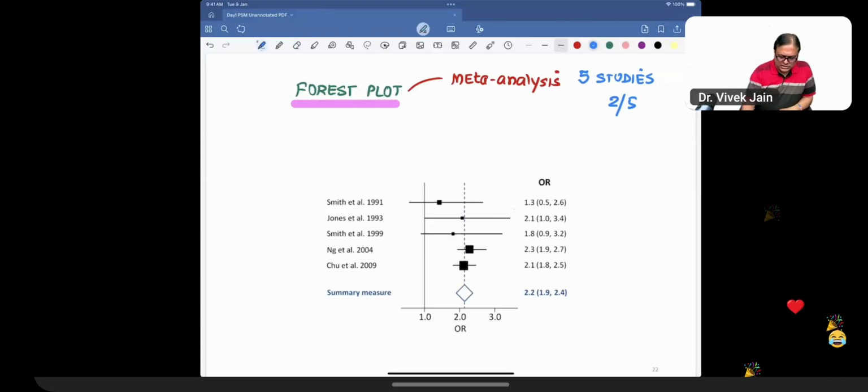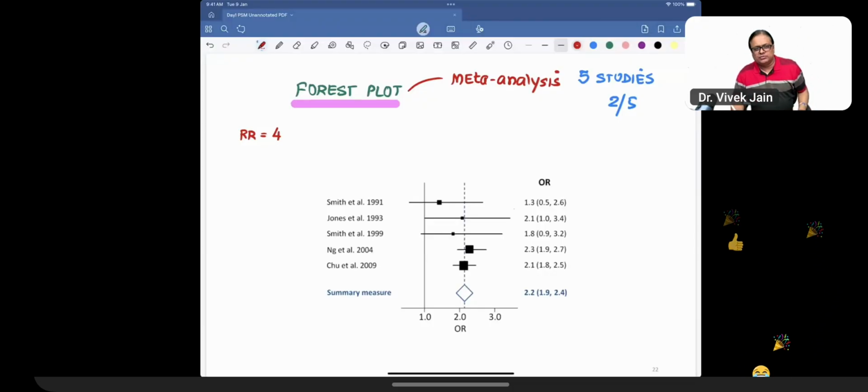Now, let me ask you a very simple question. Relative risk in a study is 4. What is the interpretation if it is smoking and lung cancer?